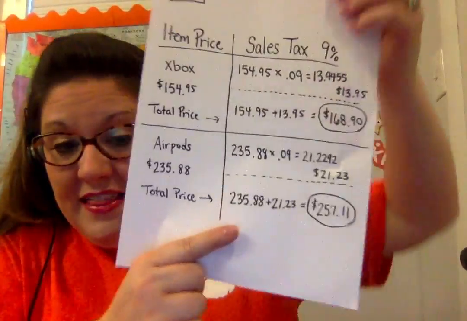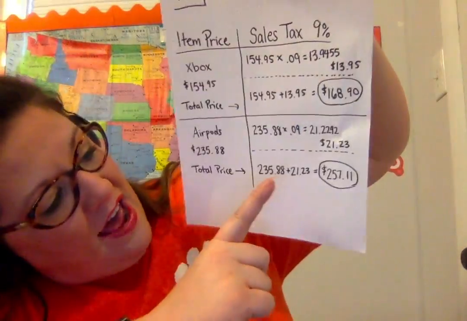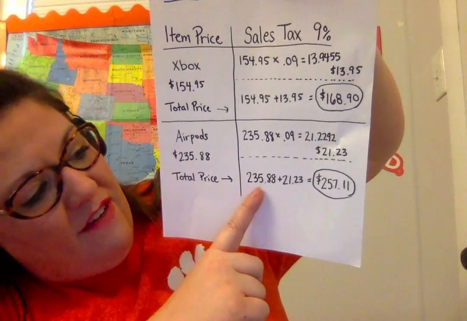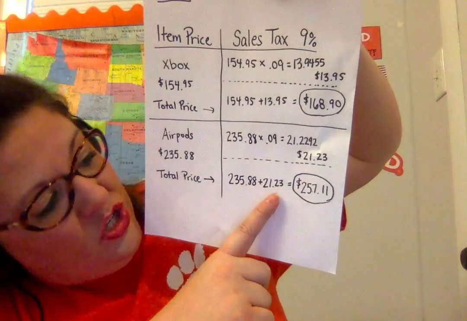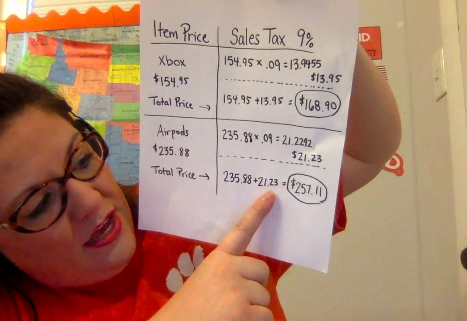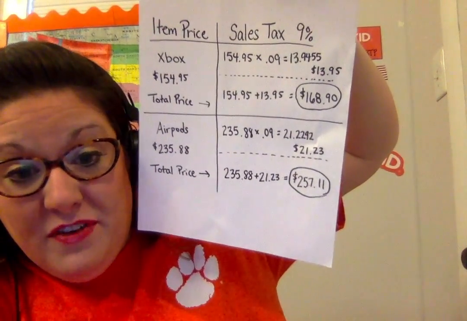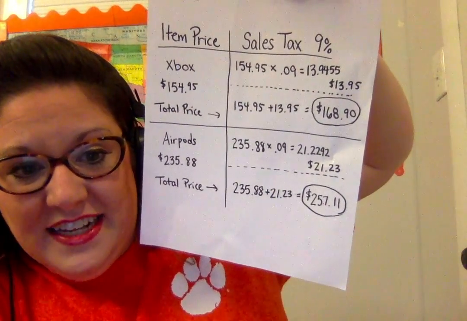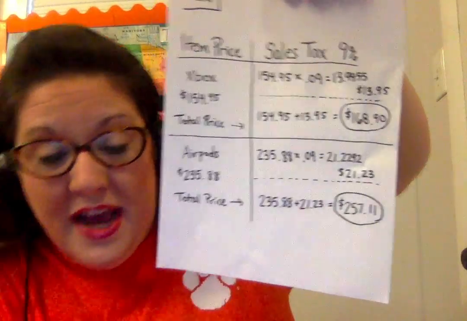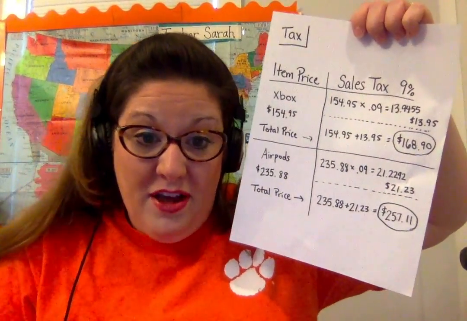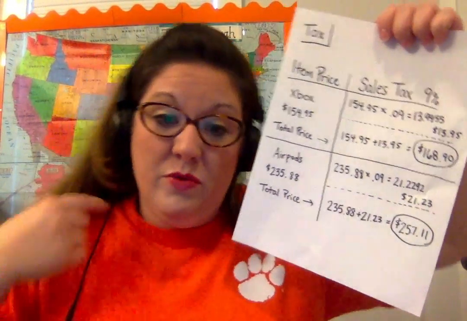So then calculating that total price, I've got $235.88 added to $21.23, and I get a total price of $257.11. Very high priced AirPods there. Maybe we'll just go with the ones with the cord, save some money, right?